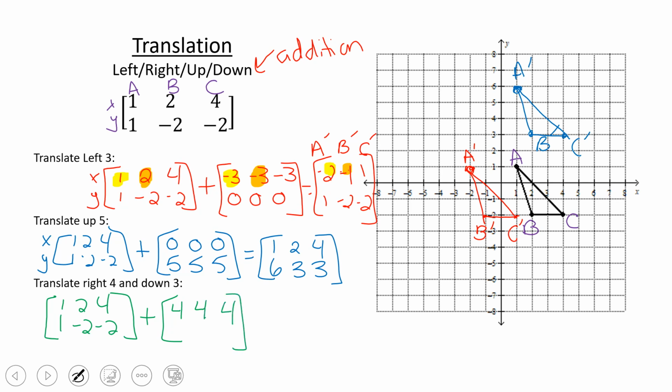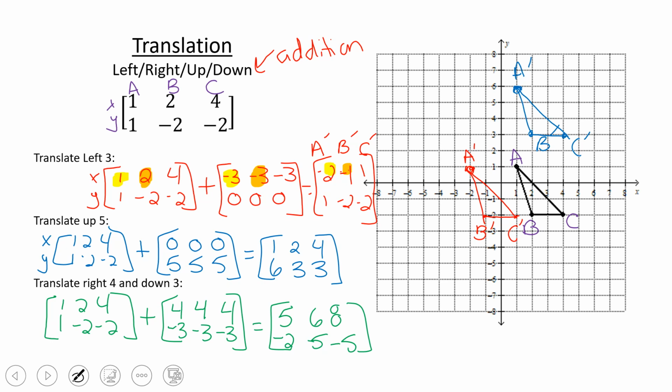Then down 3, well, that means all the y's would lose 3. So algebraically, if I add these matrices together, I get 5, 6, 8, -2, -5, -5, right? And that would be the coordinates of my new vertices. Now let's check it out with our graph.